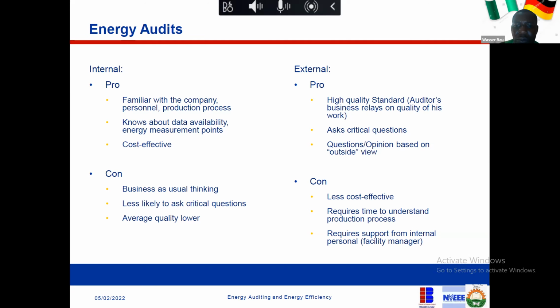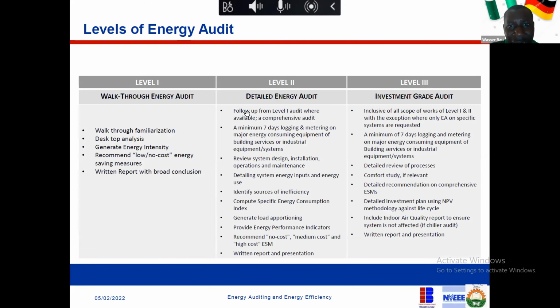Then again, which is the big one of the disadvantages, is that you require the support of the facility manager. And if you don't get that support, it can be a big problem. If you get the support of the facility manager, interface with him and reach a compromise on how to go about it, as well as reassure him that you're not after his job, then you're going to have a smooth process. I'm sorry I'm taking our time. It's just for us to get to understand these things very well.